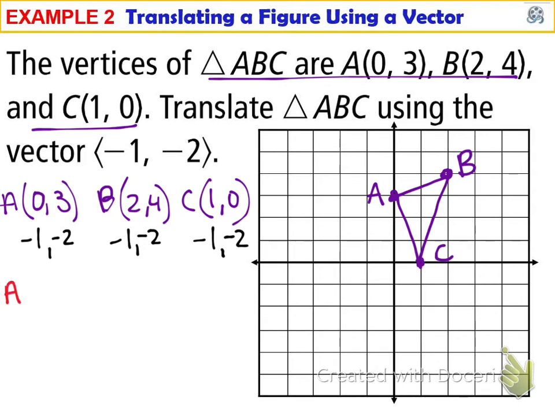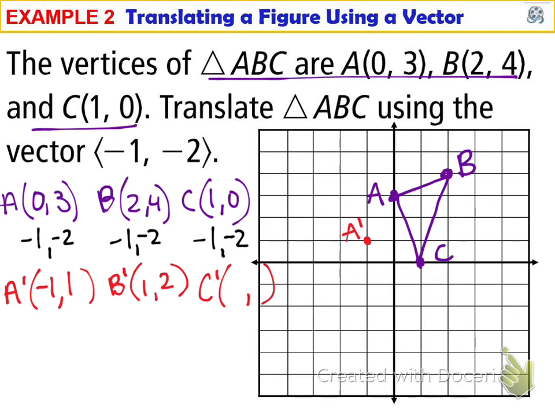So I'll show you what that looks like. A prime, what's 0 minus 1? Negative 1. And then 3 minus 2 is 1. So my new coordinate point would be (-1, 1). Everyone see it? This is option 1. I'll show you option 2 when we're done with this one. Same thing with B prime. 2 minus 1 is 1. 4 minus 2 is 2.